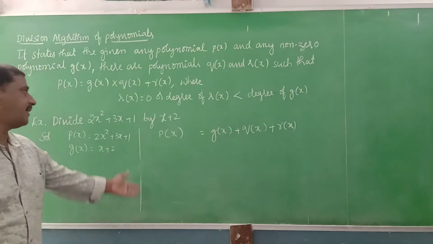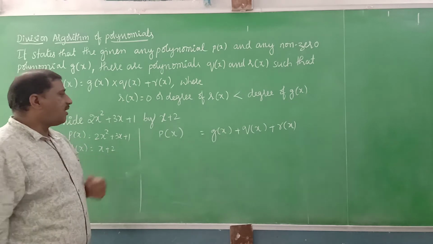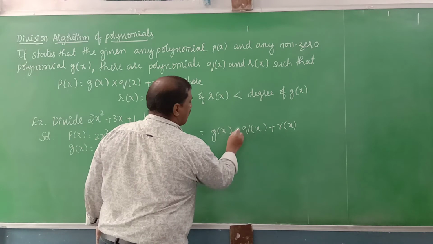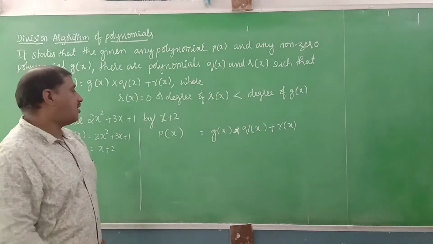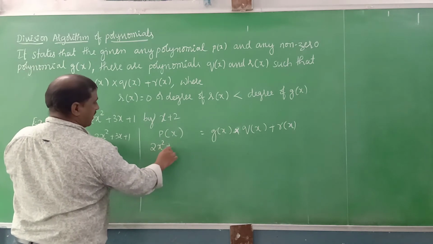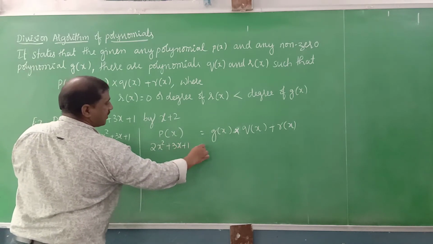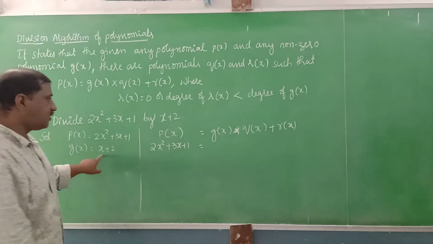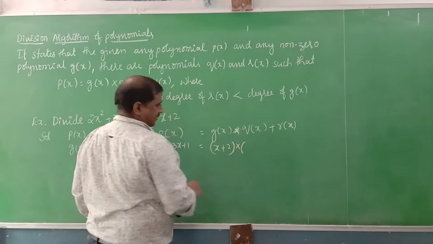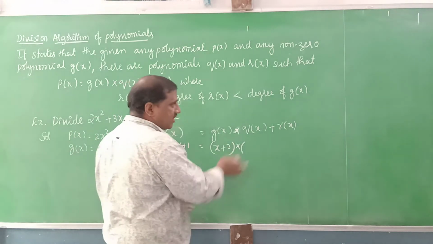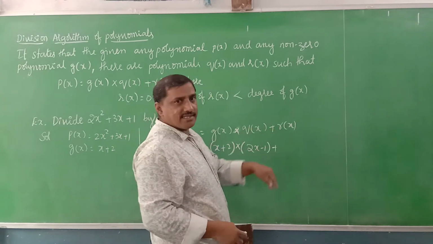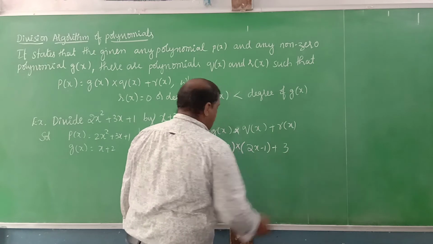Now we will discuss the division algorithm. That is, P of x is equal to G of x into Q of x plus R of x. Here P of x is equal to 2x square plus 3x plus 1, that is equal to G of x, what is it? X plus 2. It is multiplied with Q of x. Q of x is the quotient, how much did we get? It is 2x minus 1, plus R of x, that is the remainder, how much did we get? 3.